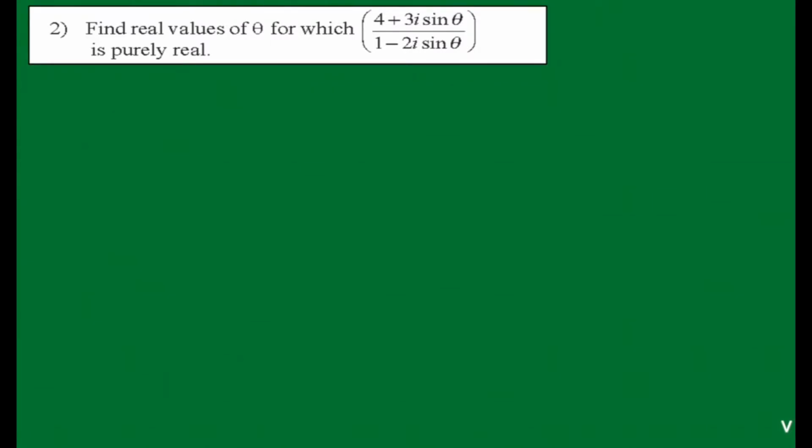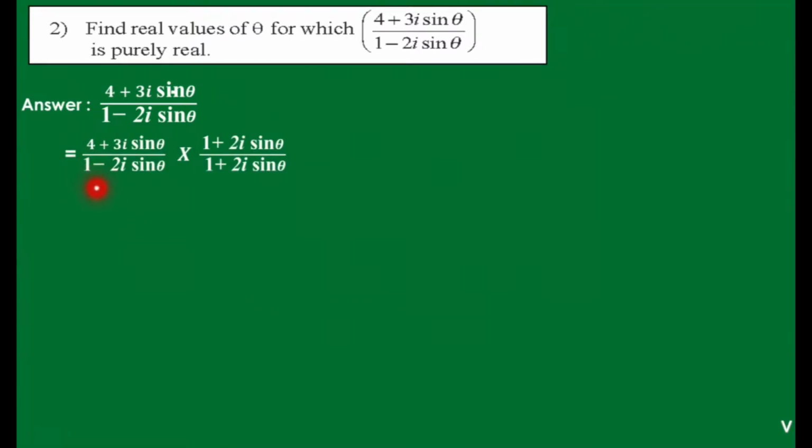So we first write the given value, that is (4 + 3i sin theta)/(1 - 2i sin theta). Now we have to simplify this. For that we have to take the conjugate of the denominator. So here the denominator is 1 - 2i sin theta, so its conjugate is 1 + 2i sin theta. So we multiply and divide by 1 + 2i sin theta.